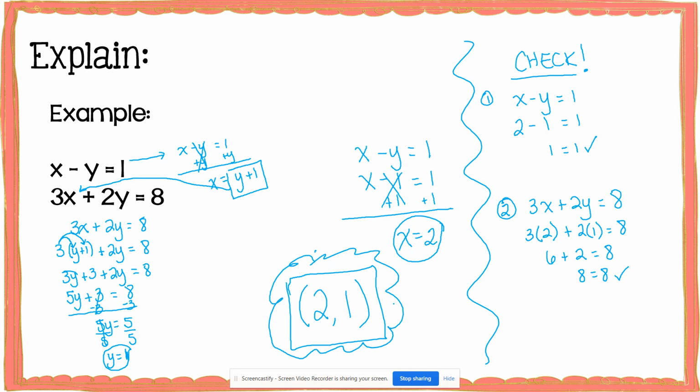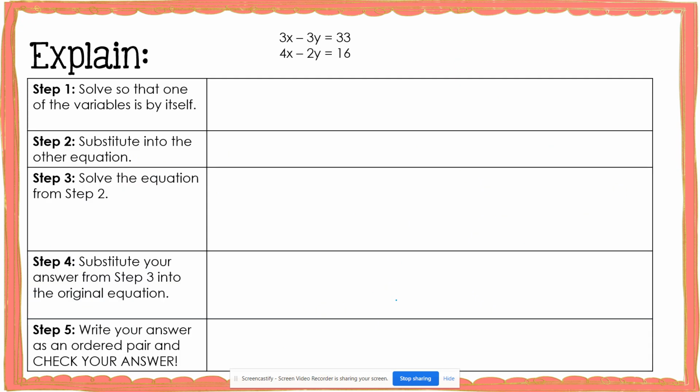Now let's try some more problems. Our first equation says 3x minus 3y equals 33 and 4x minus 2y equals 16. Well, unfortunately, with both of these equations, neither of them has a variable that has a coefficient of 1. Because of that, I'm going to have to just take one of them and change it.